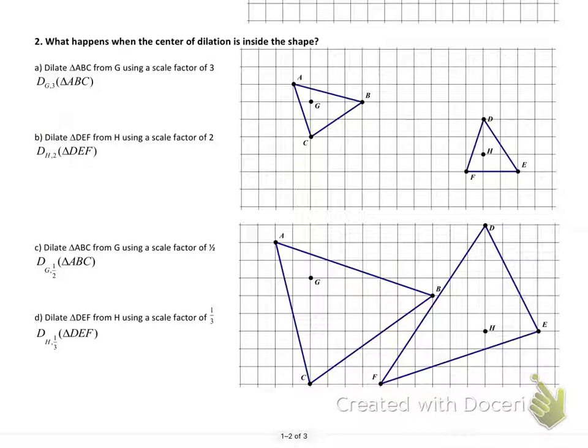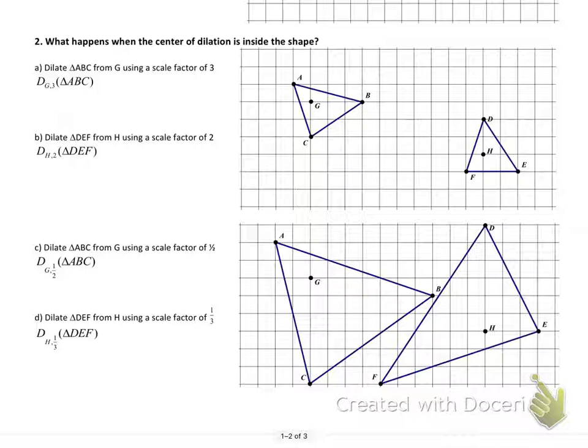And now we're looking at when we're dilating from the inside of a shape. So notice in all the examples above, we were dilating from a vertex. So one of the points of our triangle was the center of dilation also. Now we've got a separate point, which is our center of dilation, and we're going to dilate from there. Does not really change what we do. I'm going to do 2 of these, and I'll just do it really quick. I'm not going to spend as much time with these, and you guys can do the other 2.